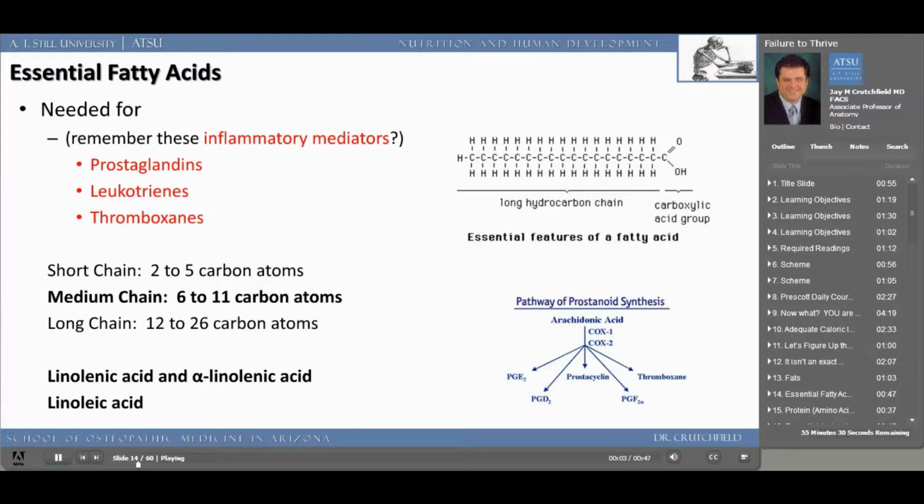So why do we need that amount of fat in our diet? Well, first of all, you remember these inflammatory mediators, the prostaglandins, leukotrienes, and thromboxanes? These are all made from essential fatty acids, arachidonic acids. Medium-chain triglycerides, 6 to 11 carbon atoms, are the usual source of fats that the human can use. Linolenic acid and alpha-linolenic acid, as well as linoleic acid, are considered the essential fatty acids. So, if we can supply our body with linolenic acid, linoleic acid, and alpha-linolenic acid, we can manufacture most of the fats that our body needs to make these inflammatory mediators.